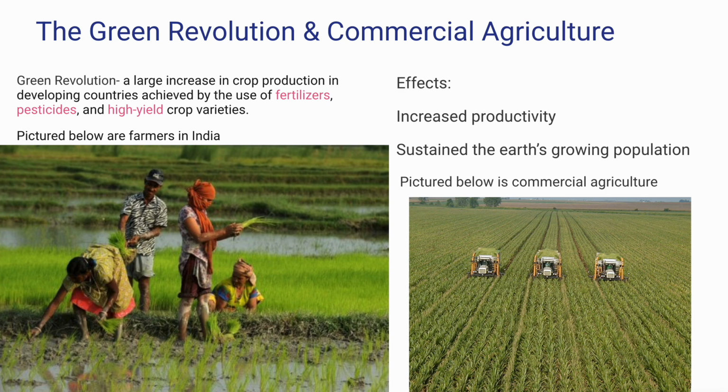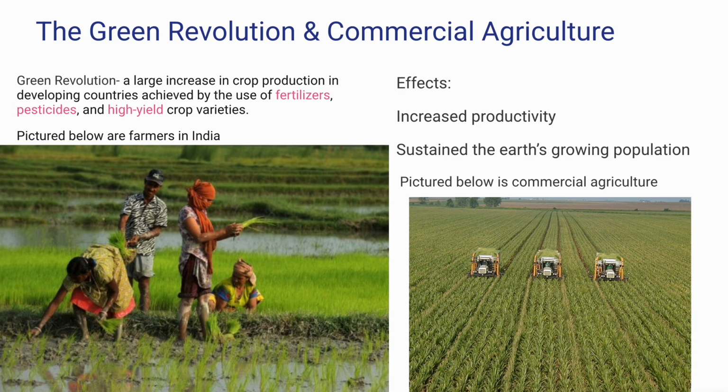The Green Revolution and commercial agriculture. The Green Revolution is a large increase in crop production in developing countries, achieved by using fertilizers, pesticides, and high-yield crop varieties. On the bottom left are farmers in India. As you can see, this takes a lot of manual labor. On the bottom right is commercial agriculture.